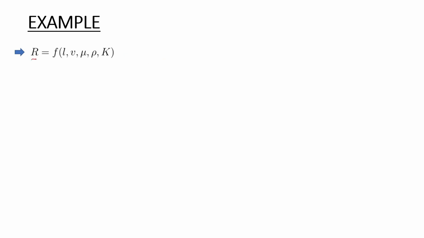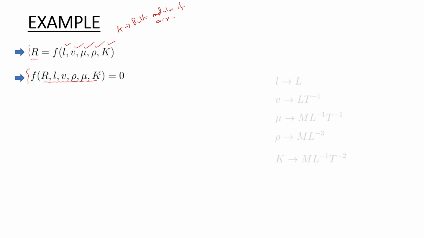That means the resistance offered by a body is a function of length, velocity, viscosity, density, and in this case, the bulk modulus of air. So mathematically you can write it like this: function of R, L, V, rho, mu, K is equal to 0.